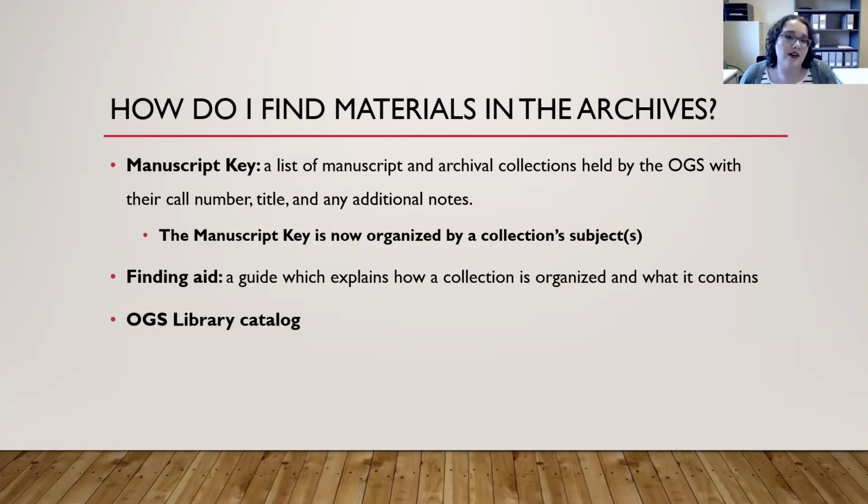So how do you find things? We have three major types of reference resources here that enable our patrons to browse our archival collections. One being the manuscript key, which is just what we call it.